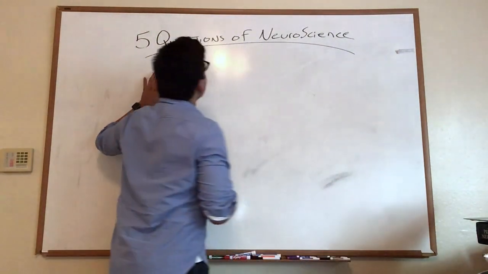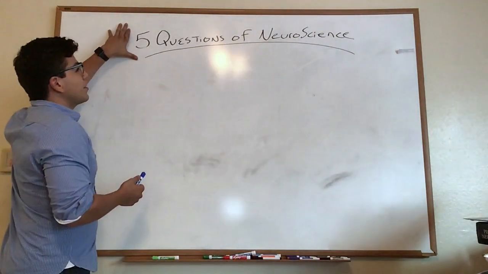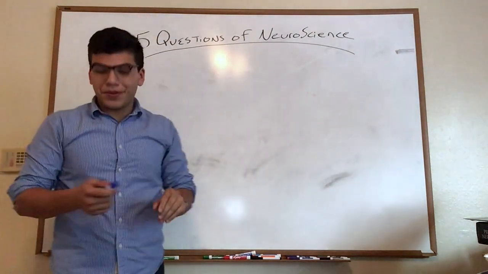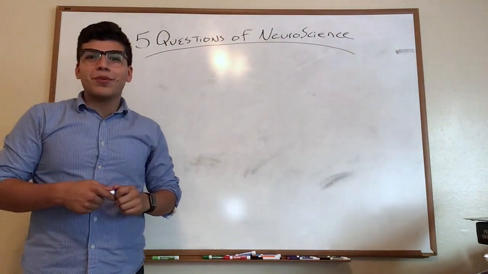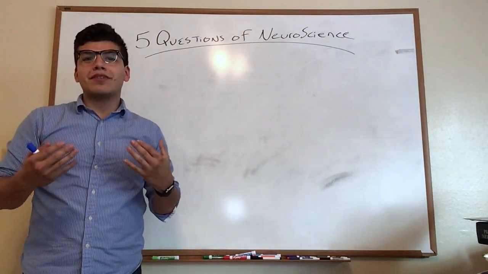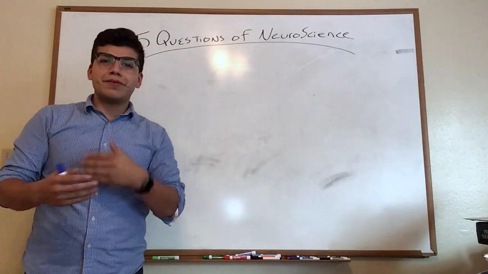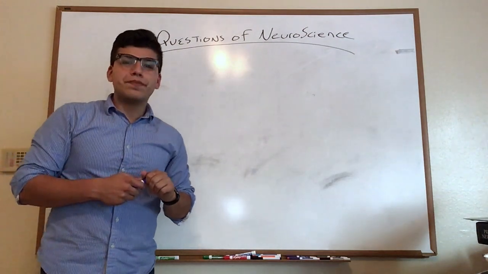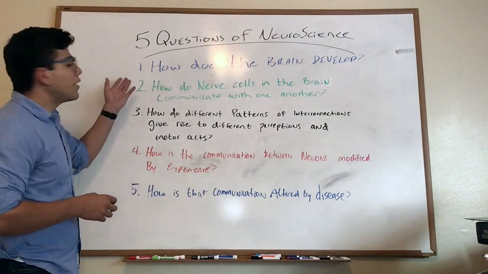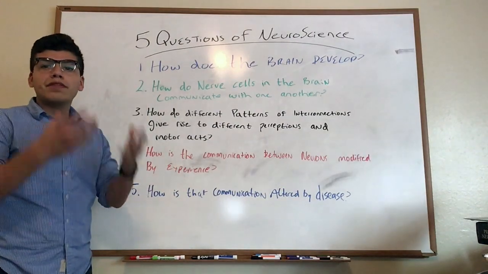Okay, and now you notice that suddenly 5 questions of neuroscience has appeared on our board. Oh no, okay, well, what are they? What are the 5 questions of neuroscience? What are some questions that we want to be thinking about whenever we're learning about the brain? Okay, and so pretty straightforward, they're simple. First off, well, how does the brain come to be? How does the brain develop?